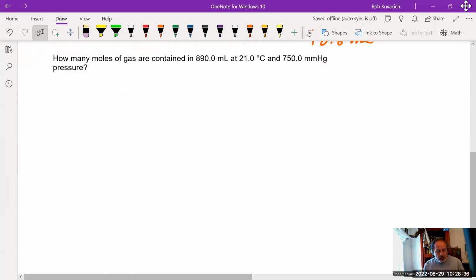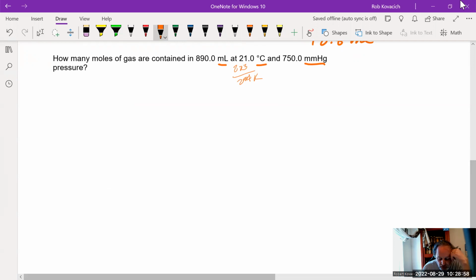So, I look at this question and I'm like, okay, so I need a mole answer. And what I have are milliliters, degrees C, and millimeters of mercury. So first, let's knock this out: 273, 294, just to get that done. Okay, so when you see a problem like this, there's no way to calculate moles from the given information.